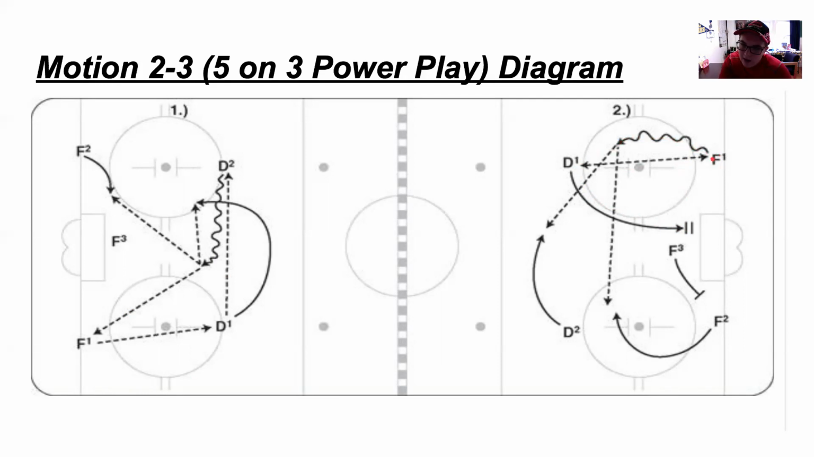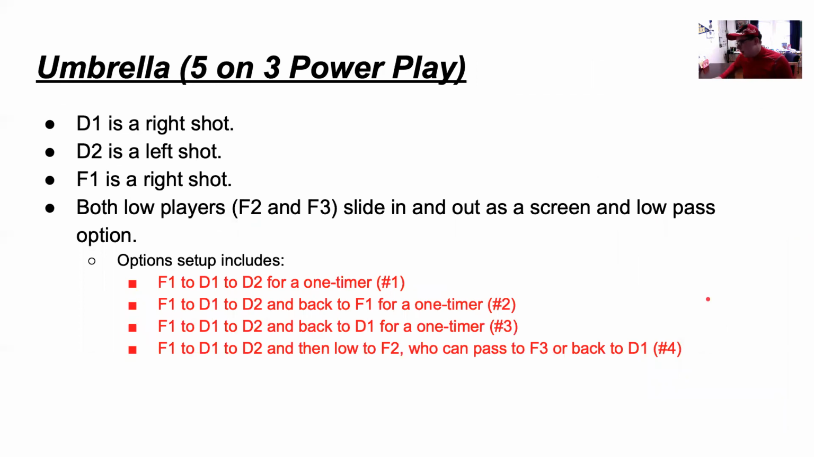Usually in this play, F1 comes up to D1, then passes back to F1. F1 is going to skate, then pass up to D2. Or F1 can pass to F2, and then F2 could take a quick shot for the screen, or pass to D1 who is going to the net, or F1 could pass up to D1 who could take a one-timer. And then we had the umbrella.